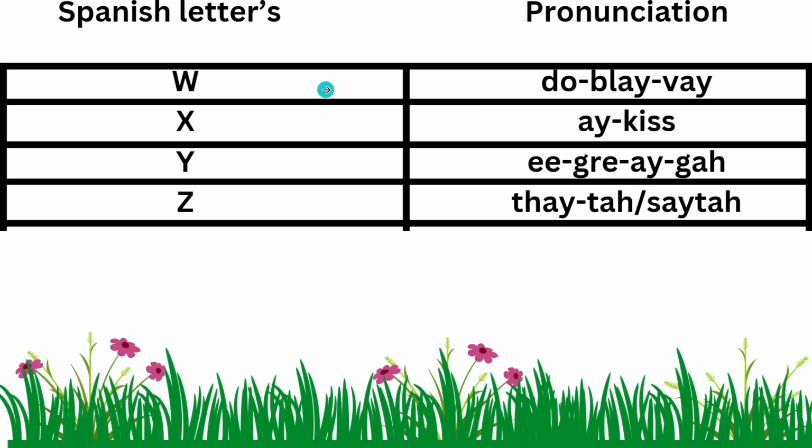Now, how do we say W? We pronounce it as doble ve. Now X, we say it as equis. And now Y, it is spelled very uniquely. It is said as ye. Now the last one, Z, we say it as Zeta, Theta.